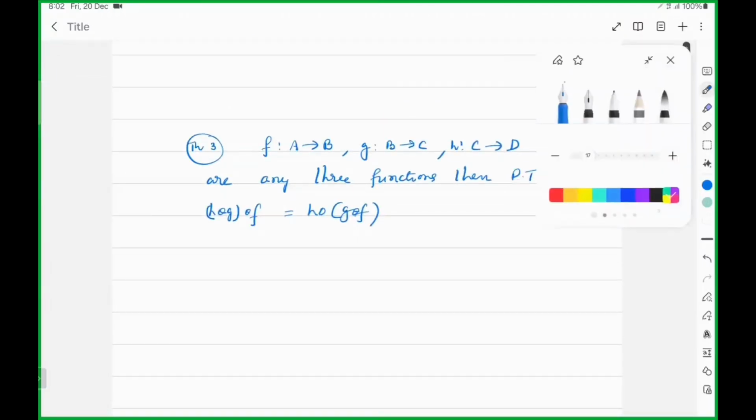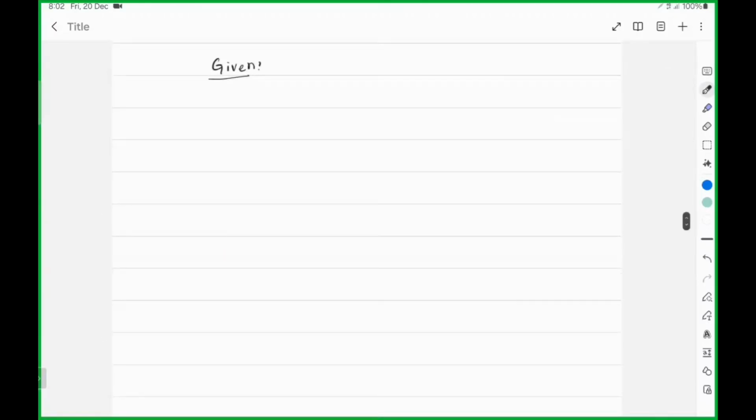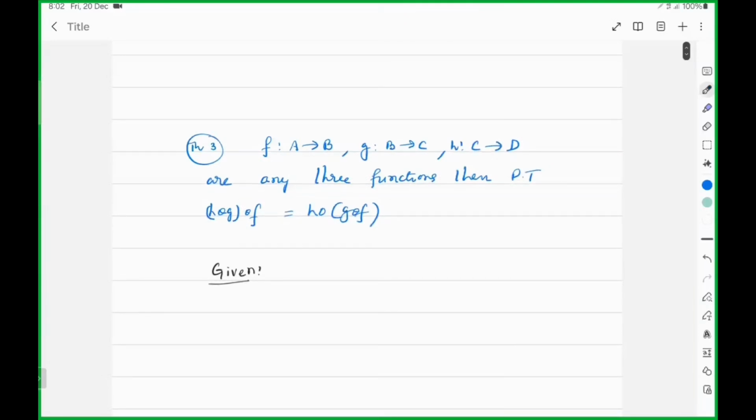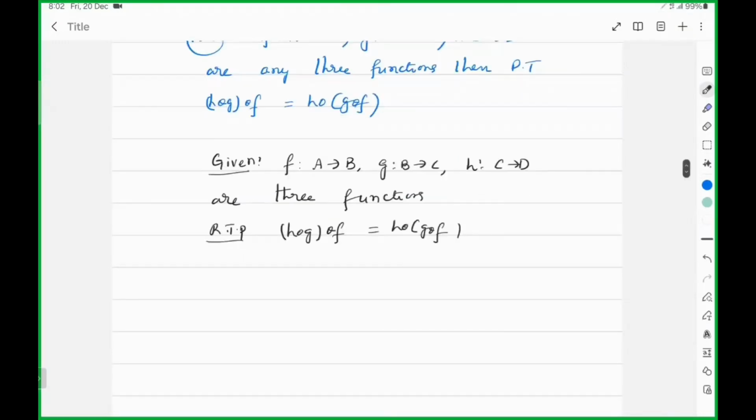So whenever you are proving a theorem, you should write very clearly from an examination point of view. What is given? F maps from A to B, G maps from B to C, H maps from C to D, three functions. Required to prove is (H circle G) circle F equals H circle (G circle F).